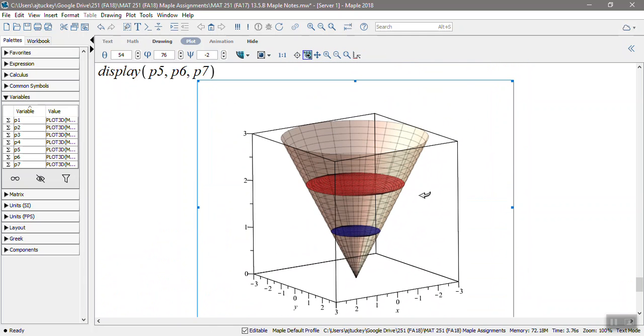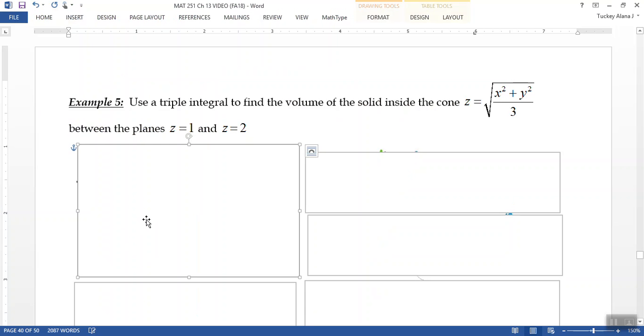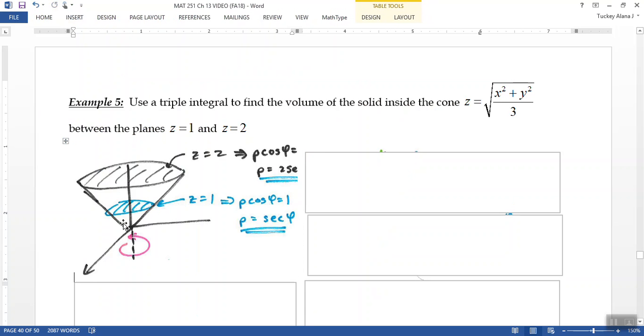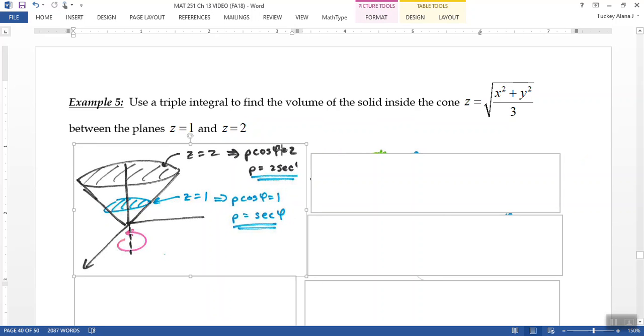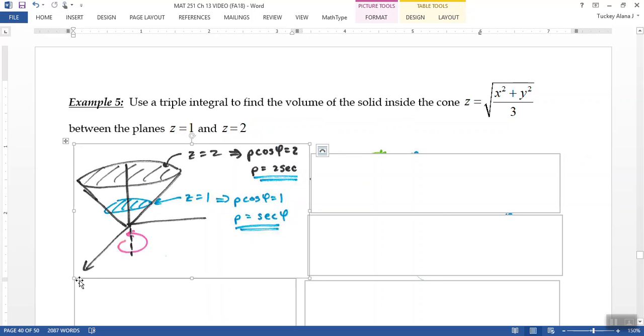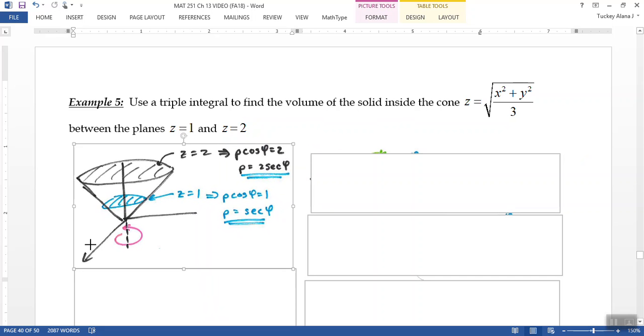Okay, so I want to recreate this graph right here, and then I want to be able to find that integral. So the first thing I did was I drew the graph. It's not a particularly hard graph because you're really just graphing a cone and you've got two planes, z equals 1 and z equals 2. But remember, that would mean, sorry, there's something cut off there, but it's rho cosine phi equals 2, which means that rho is equal to 2 secant of phi, right?